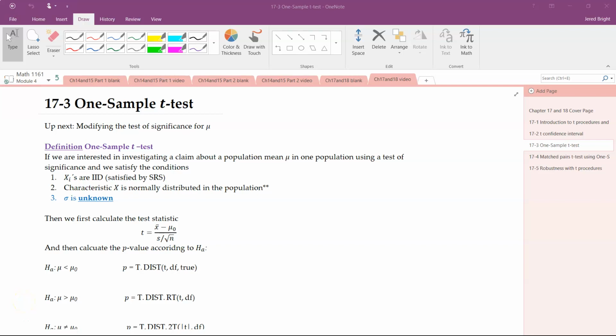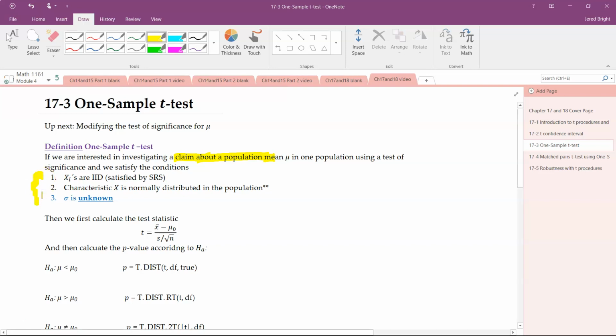Just as we modified the confidence interval for T procedures from Z procedures, we are going to do the same with the hypothesis tests. So we're going to look at changing up the test of significance. Again, the one sample t-test: we are investigating a claim about a population mean in a single population, so we're testing, is mu less than this, bigger than this, not equal to this.